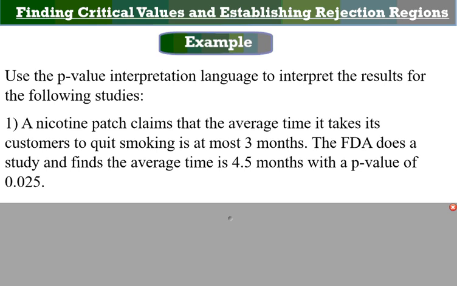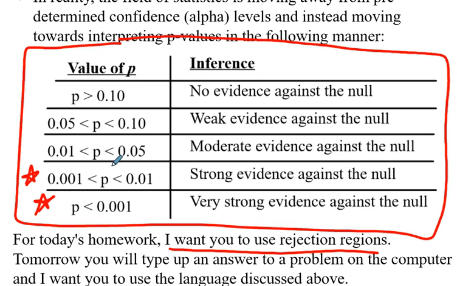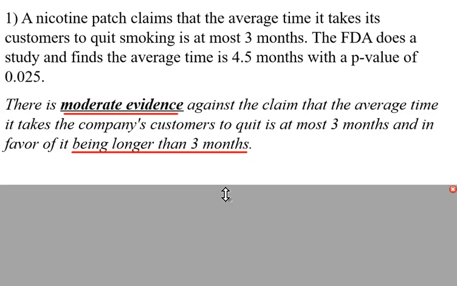Let's say a nicotine patch claims that the average time it takes its customer to quit smoking is at most 3 months. The FDA does a study, finds the average is 4.5 months with a p-value of 0.025. What would the interpretation for that be? Well, 0.025, that's 2.5%. 2.5% is right in this range. You can see that's the moderate level. So this is what the statement would be. You would say there is moderate evidence against the claim that the average time it takes the company's customer to quit is at most 3 months, and in favor of the alternative, which is longer than 3 months.